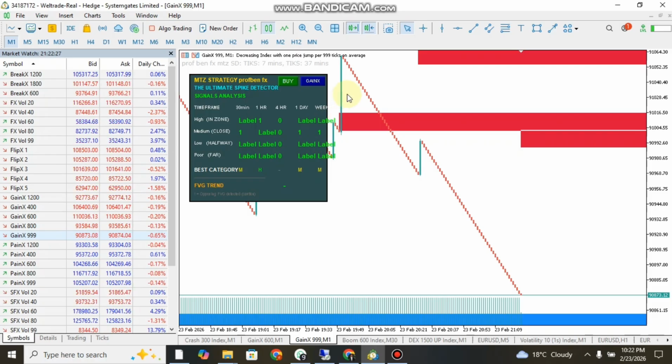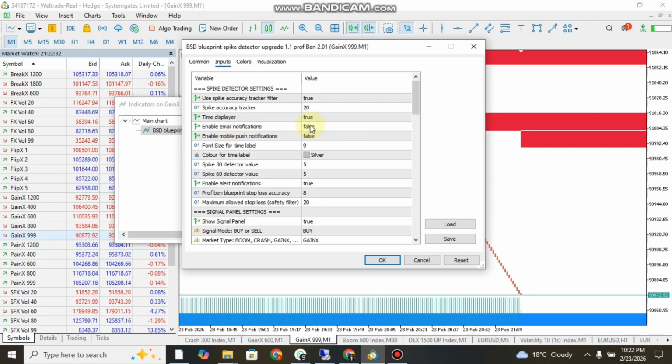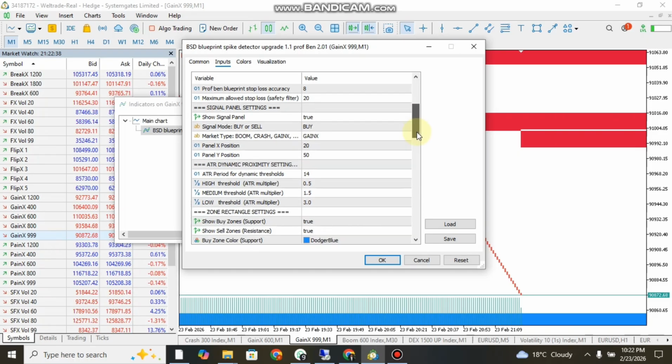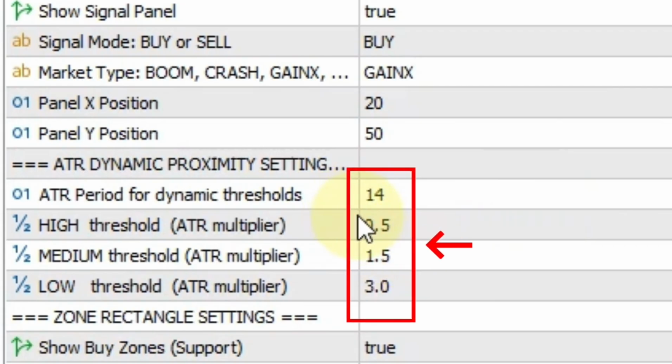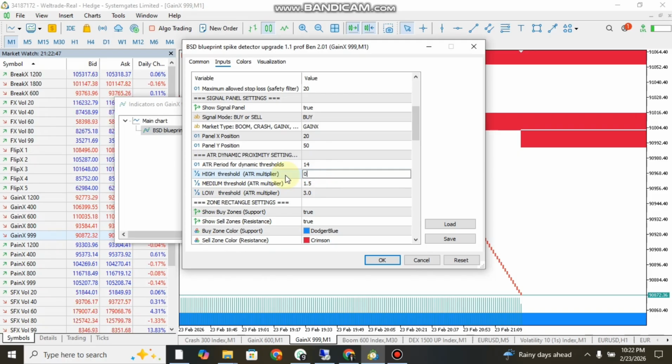So to make sure that your table is working well, we shall be setting the probability table settings. And there are just only 3 in the new update. And you have to come to a place called ATR probability setting. We change the high, medium, and low. And use only these 2 settings that I've displayed here.